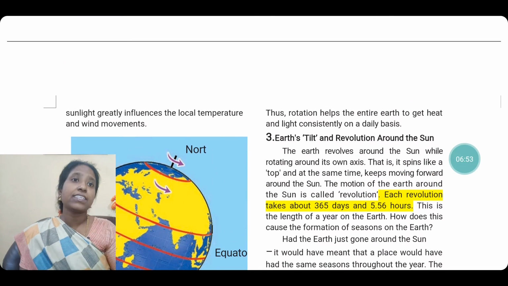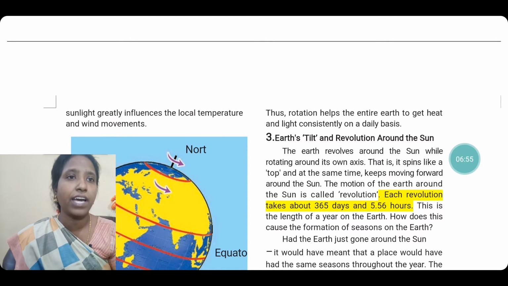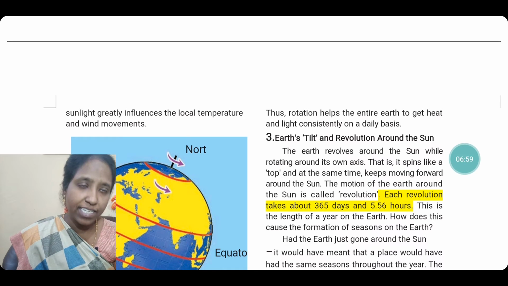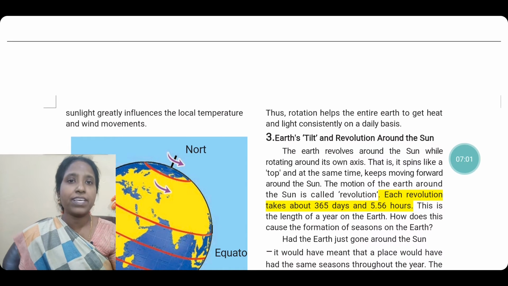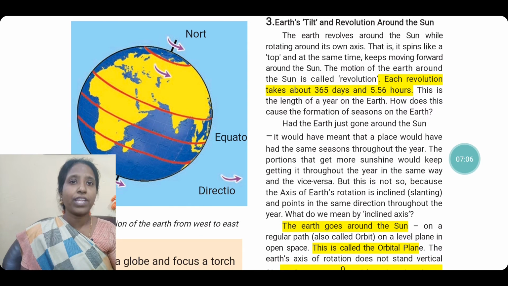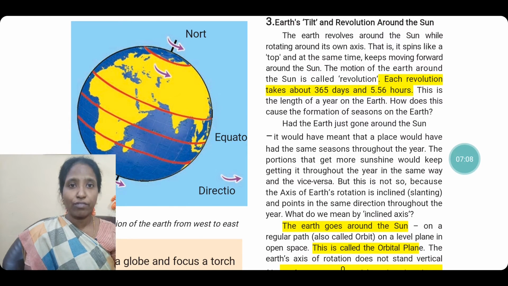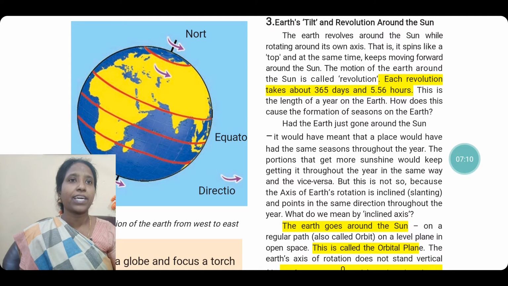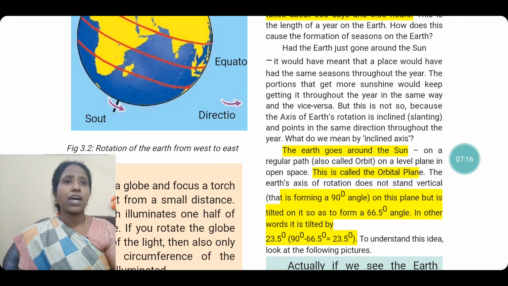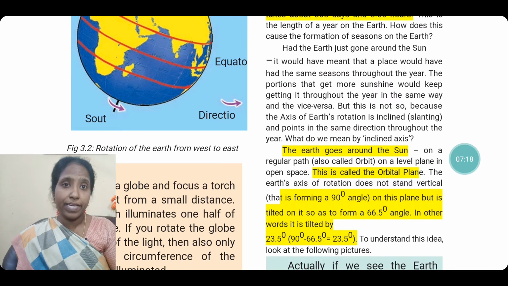The third factor is Earth's tilt and revolution around the sun. Each revolution takes 365 and a quarter days. So this quarter day accumulates, and every 4 years we have a leap year. That year we have 366 days. Okay. The earth goes round the sun. This is called the orbital plane.